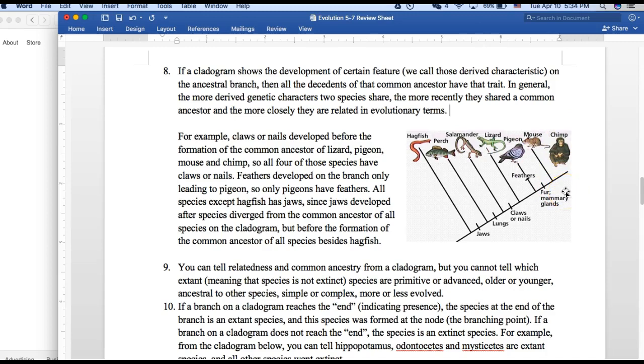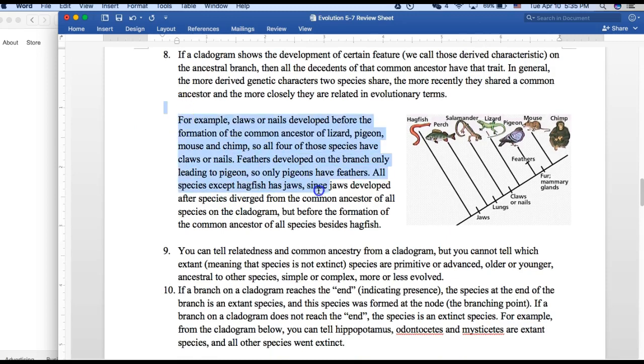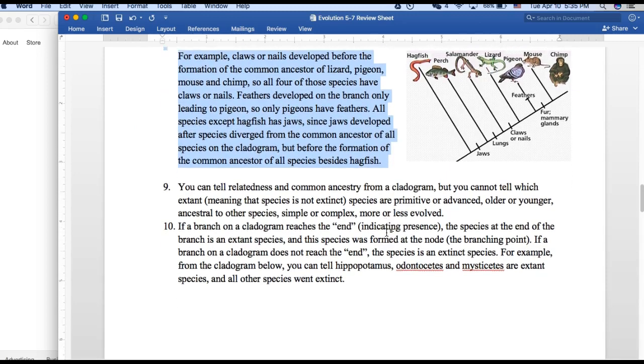Please, please, please make sure you understand what I just talked about. If you're confused, you have to see me because this is going to be on the test. I think this is all just explaining what I just talked about, so you can look through this as well.